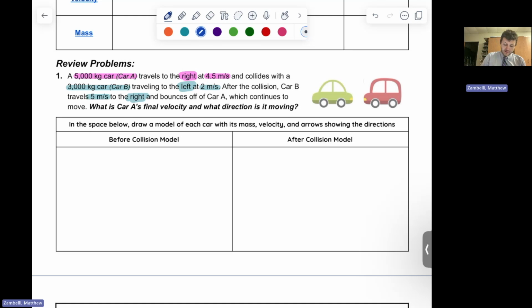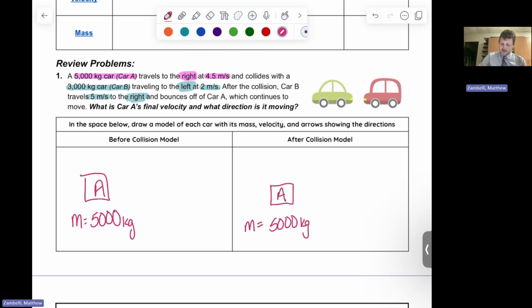So we first have car A. Car A has a mass of 5,000 kilograms. And something you might always want to do, if you put car A on the left side, is let's do the same thing after the collision. We know that the mass is still 5,000 kilograms. None of our masses ever change.